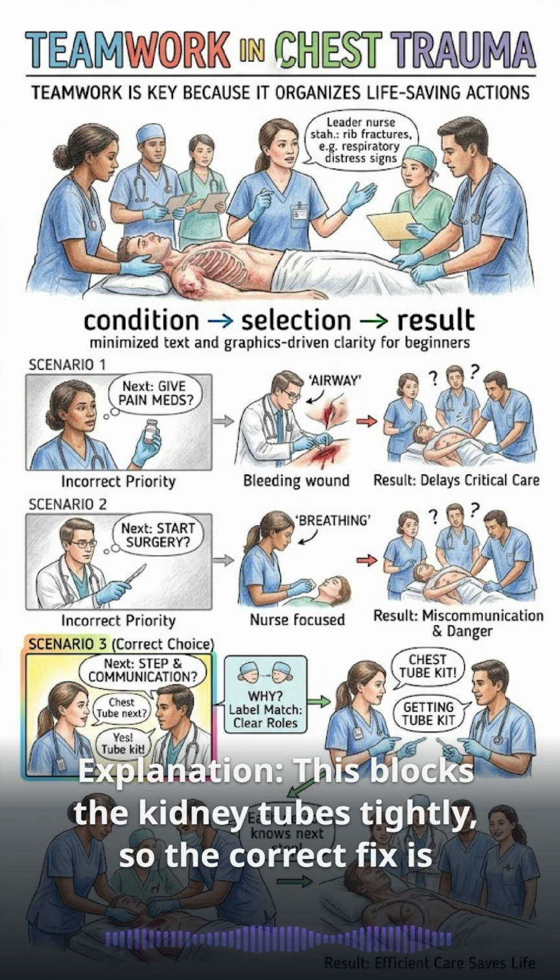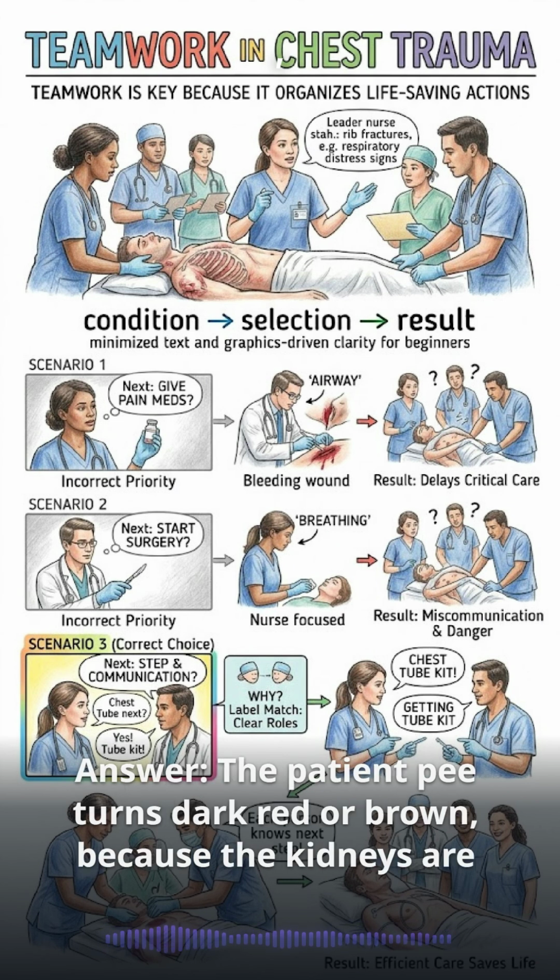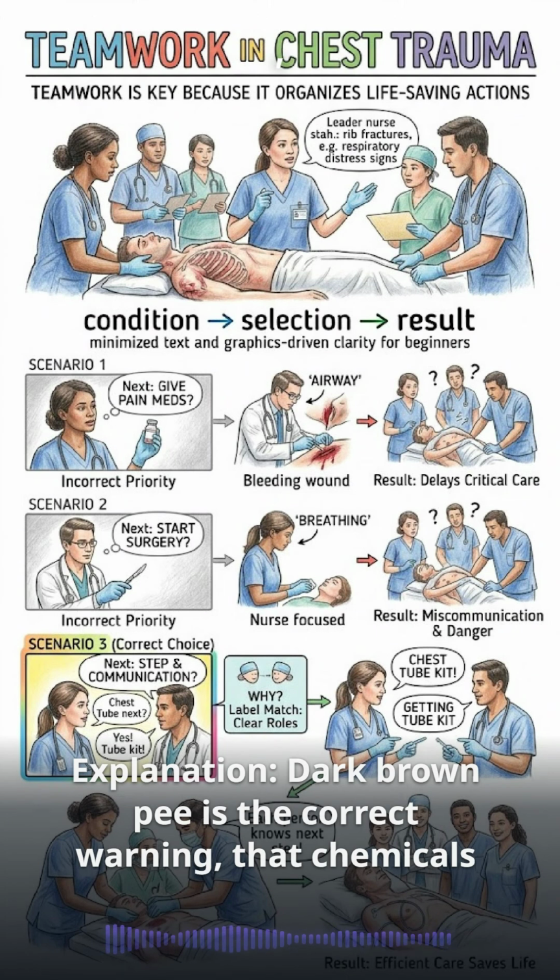What color does the pee become when a patient has a severe crush injury? The patient pee turns dark red or brown because the kidneys are badly blocked. Dark brown pee is the correct warning that chemicals are destroying the tiny filters.